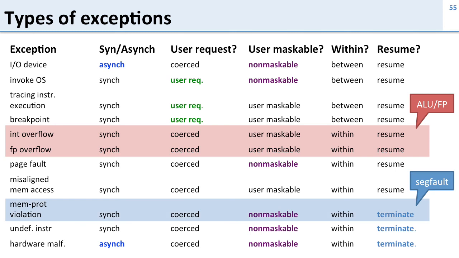Here's another one. This is a memory protection violation. And this is non-maskable. So this means that the program can't turn this off. And the reason the program can't turn it off is because this is a terminate type of exception. If you go and access protected memory that you're not allowed to, that means there's something wrong with your program and you're going to crash. This is what's known as a seg fault or a segmentation fault. That is, you're trying to access memory that's not in your own segmentation.